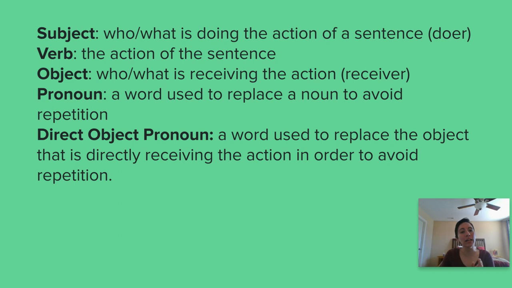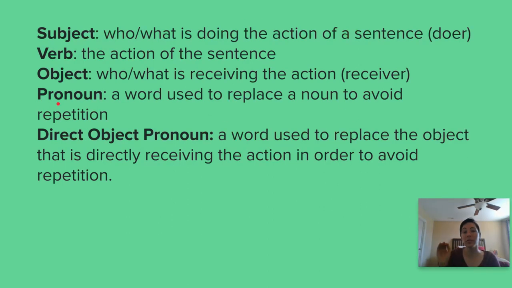So we've already learned what a subject is. The subject of a sentence or of a verb in general is the person or the thing that is doing the action of a sentence. So this is the doer. The verb is the action, so what is being done in the sentence. And the object, which is very important to talk about today, is who or what is receiving the action, the receiver of the verb action.